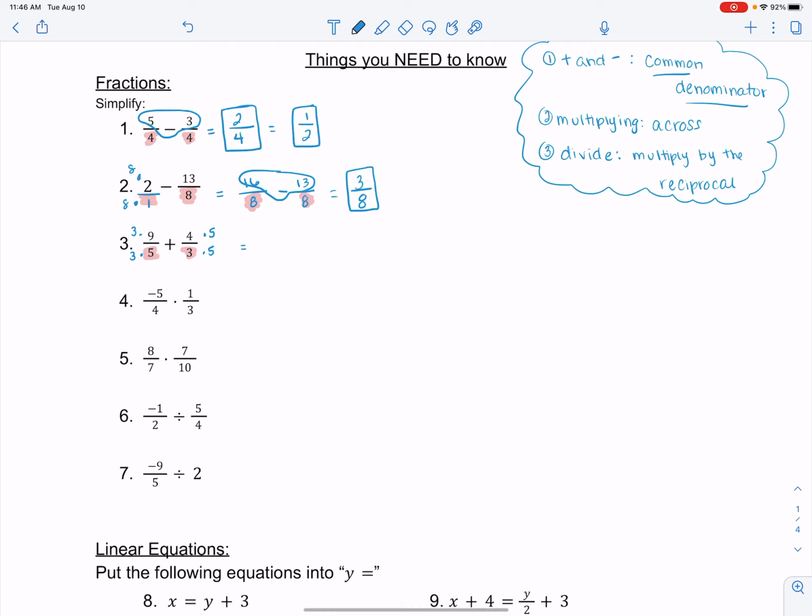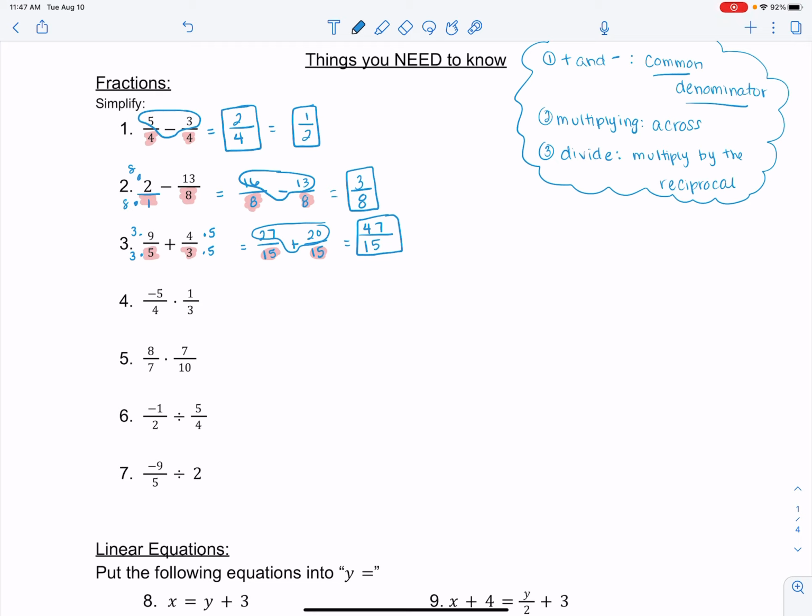So what I really have is 9 times 3 is 27. 3 times 5 is 15. Plus 5 times 4 is 20, 3 times 5 is 15. So now my denominators are the same. So I keep the denominator, and I do the operation with the numerator. So 27 plus 20 is 47. So 47/15 is the answer.